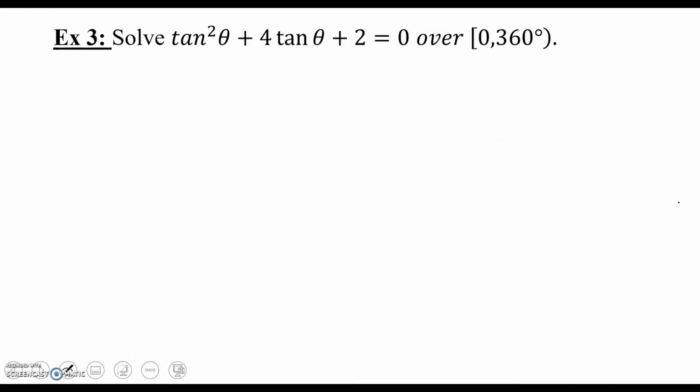All right, and now for this example, we're going to solve tangent squared theta plus 4 tangent theta plus 2 equals 0. And we want to do it over the interval from 0 to 360. Again, this one is a quadratic equation because it has the square up here. So I'm going to do the u substitution again. Let u equal tangent x. And so when I replace u with tangent x, I get u squared plus 4u plus 2 equals 0.